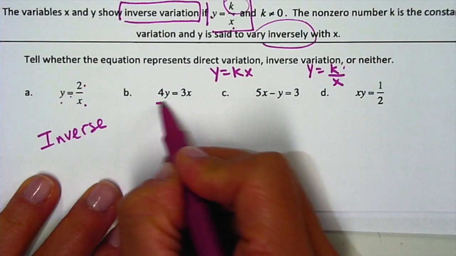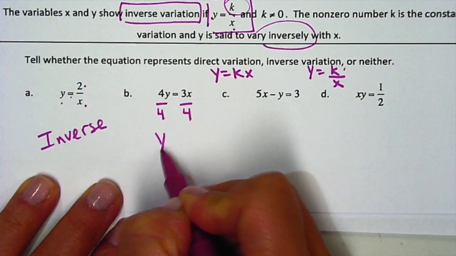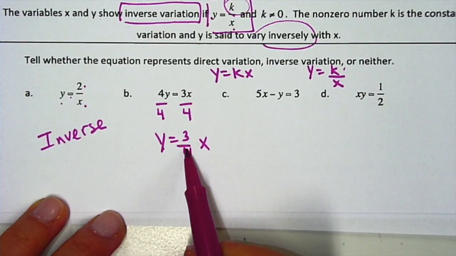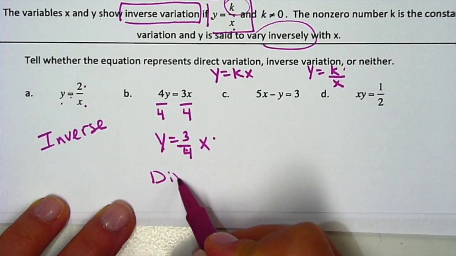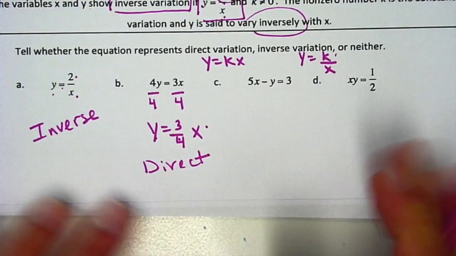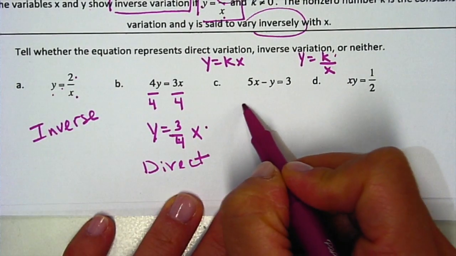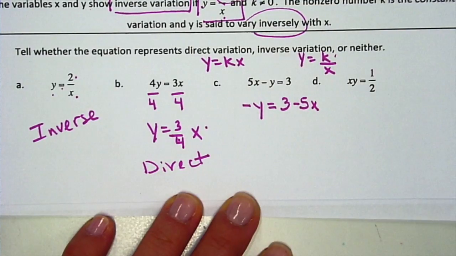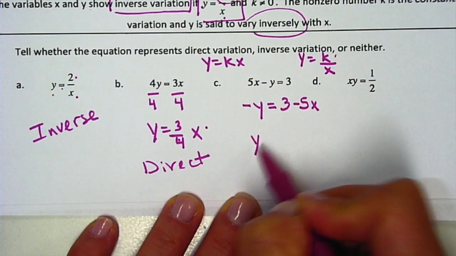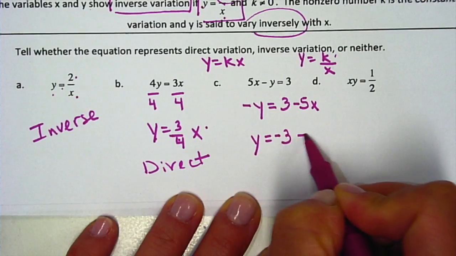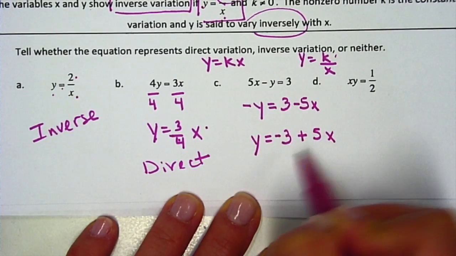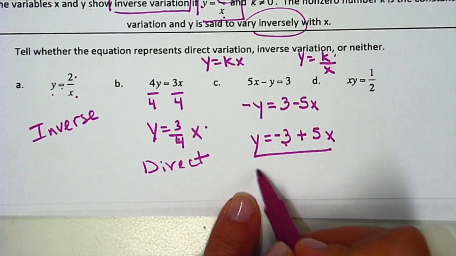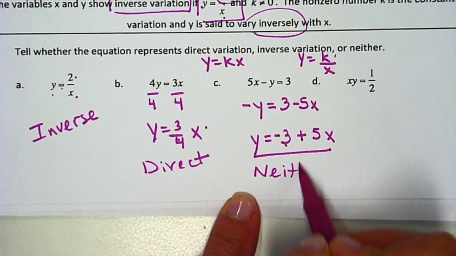I'm going to go ahead and divide by 4 here. Notice this one is y equals kx, so this is my direct. Okay, C, I'm going to go ahead and subtract the 5x. Notice that the negative in front of the y stays, and you have to divide everything by -1, so this becomes a -3, this becomes a plus 5x. This is not an inverse or a direct because of that -3 there, so this is neither.